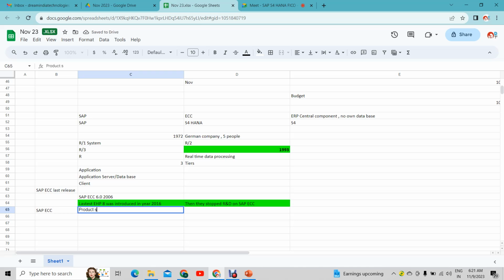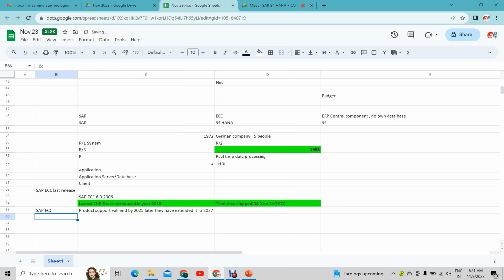Then SAP said our SAP ECC product support will end by, initially they said 2025. Later they extended it to 2027. Now the deadline is 2027. What is meant by deadline? Why am I calling it a deadline?